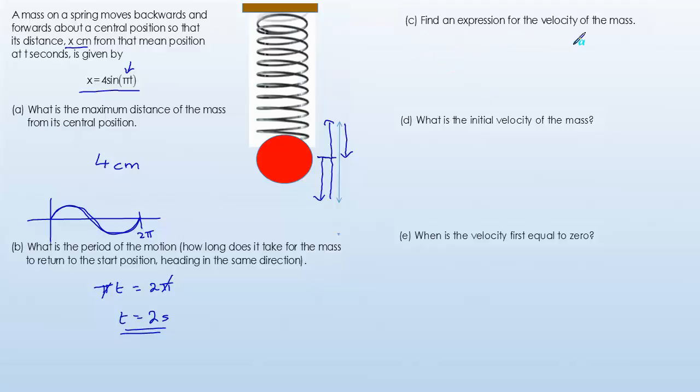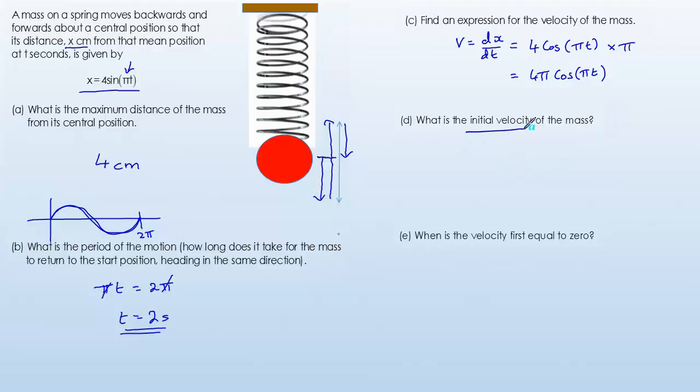Find an expression for the velocity of the mass. Now we discussed this in year 11. We know that velocity is equal to dx dt. So what we need to do is differentiate. Sine goes to cos, so we're going to get 4 cos pi t, because the argument never changes, but we have to then multiply by the differential of the inside function using the chain rule, and so that's 4 pi cos pi t.